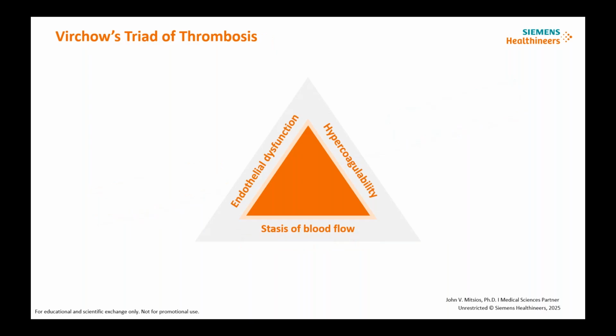About 100 years ago, Dr. Virchow described this virtuous triad of thrombosis, which really encompasses three primary characteristics: endothelial dysfunction, hypercoagulability, as well as the stasis of blood flow.